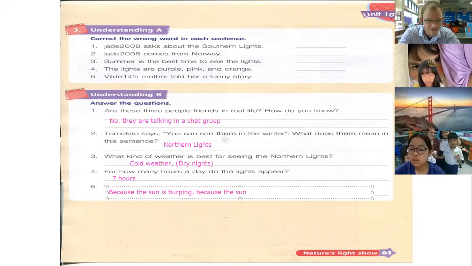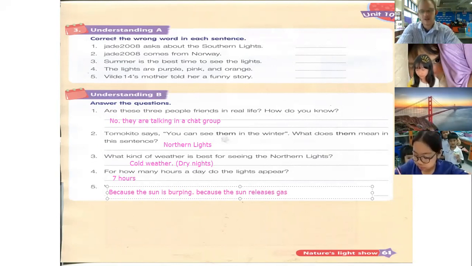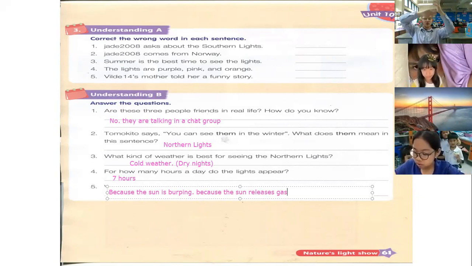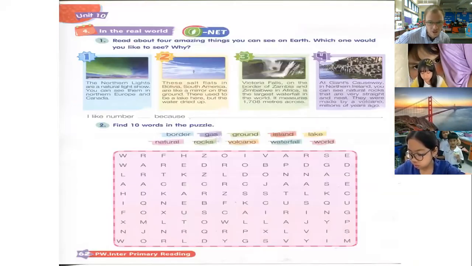Excellent answer. I was waiting for that one. Because the sun releases gas. The sun releases gas, and this gas interferes with the oxygen and the light in the winter, and they make these amazing, beautiful colors. Okay. Excellent job, you guys, so far. We only have a short while left. Let's quickly look at page 62.